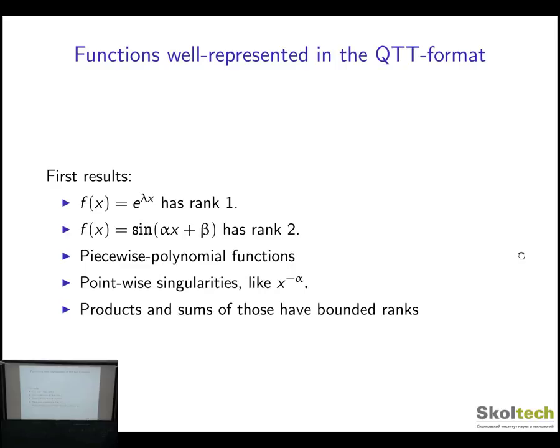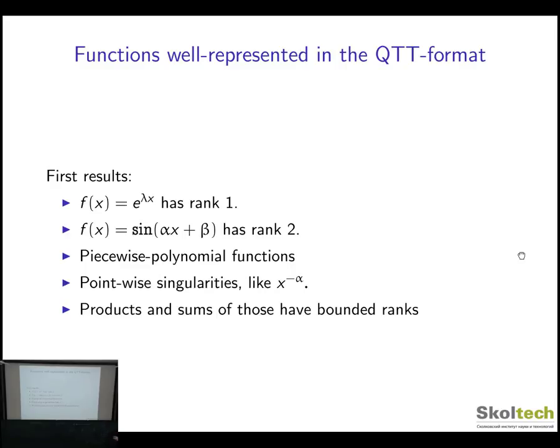And this is already a large class. For example, any rational function can be well approximated by a sum of exponents. We do not need to know the precise lambdas, because we do not care. We only look at the final result. We know that the rank is bounded, and then we run, for example, the sampling algorithm.